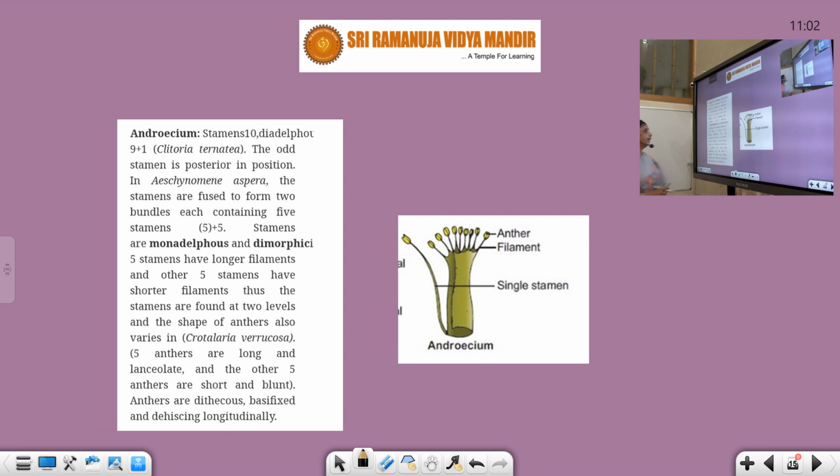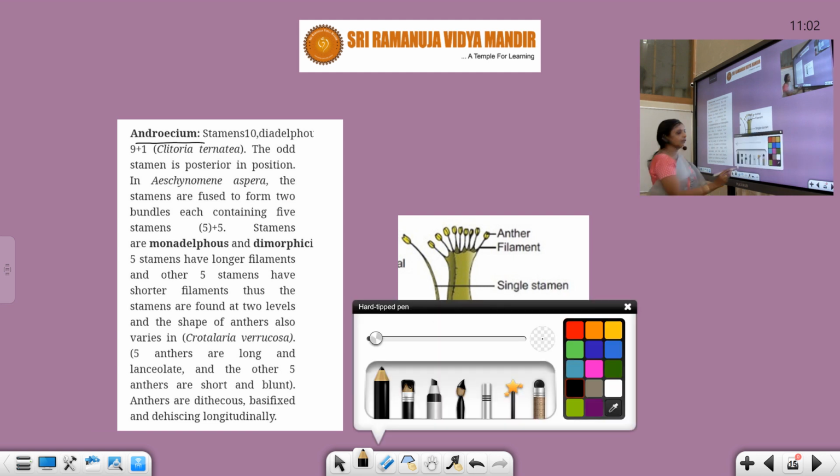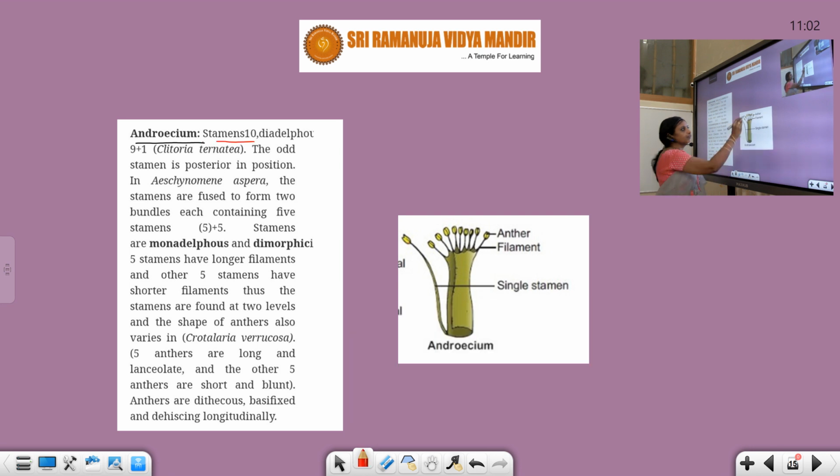So let's see the androecium. First we describe the number of stamens. The number of stamens is 10. You just count: 1, 2, 3, 4, 5, 6, 7, 8, 9, 10. So there are 10 stamens, but these are arranged in diadelphous. Adelphy means fusion. In adelphy of stamens we have seen there are three types: monoadelphous, diadelphous and polyadelphous. It is diadelphous because filaments are fused but anthers are free.